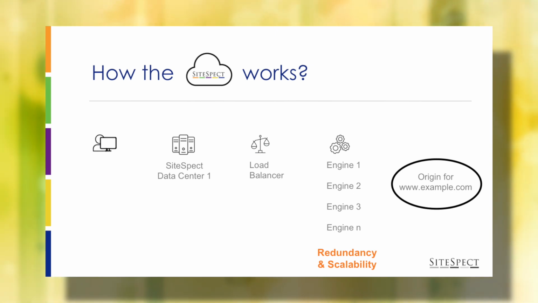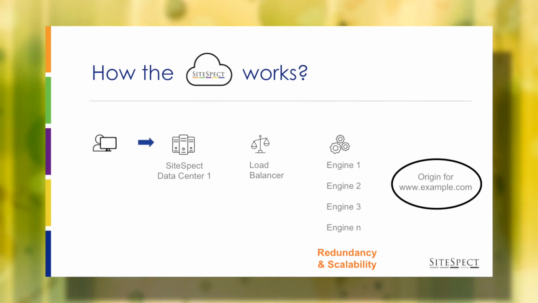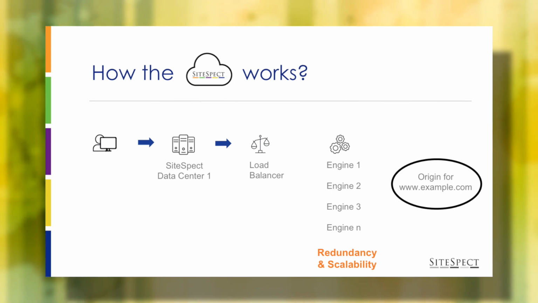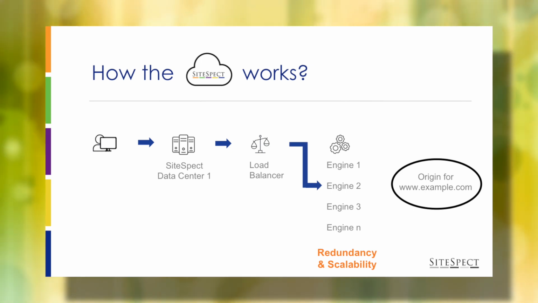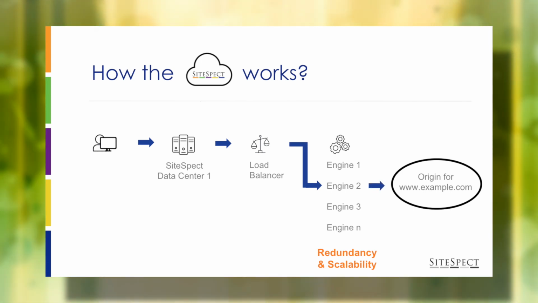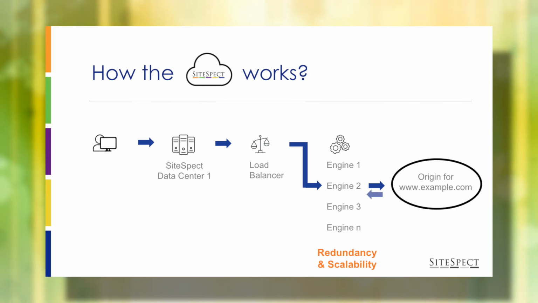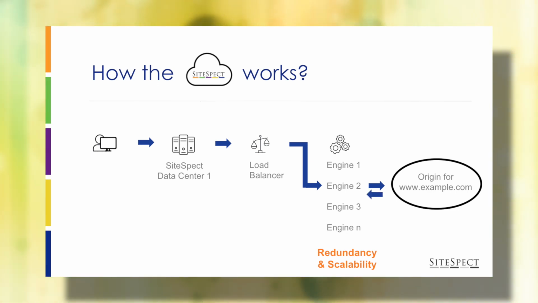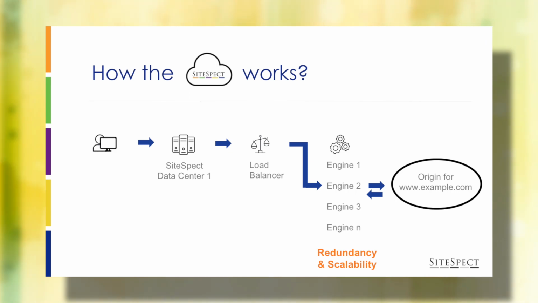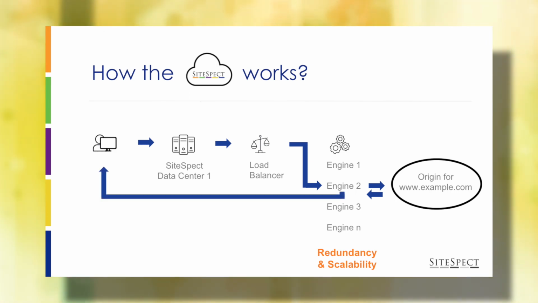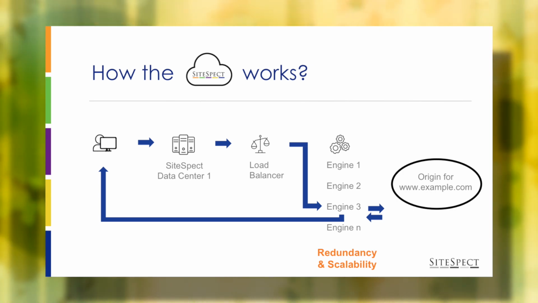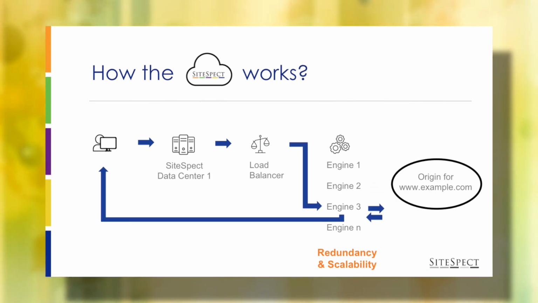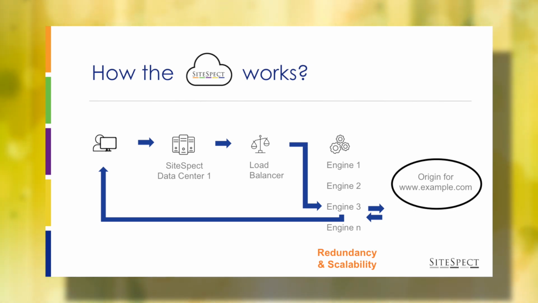When a user makes a request, and that request routes to the SiteSpect data center, that request gets routed by the load balancer within that data center to the least loaded engine. That engine then makes a request to the origin. The origin then responds to that engine, at which point modifications are made and measurements are taken. The engine then responds with that modified content directly to the user, bypassing the load balancer for efficiency. This process then repeats for each and every request made by the user.